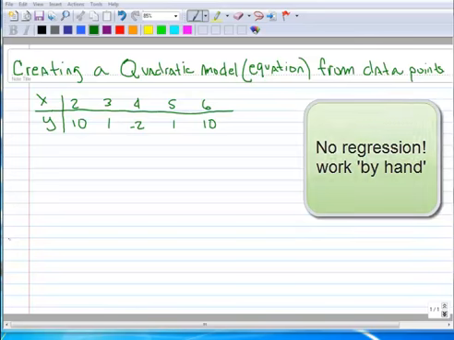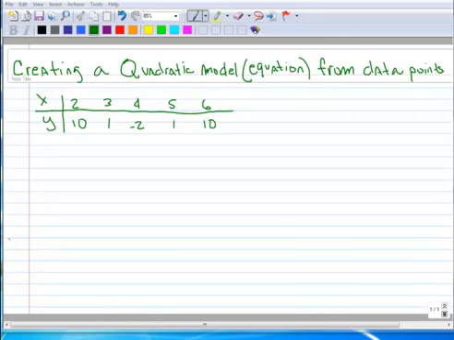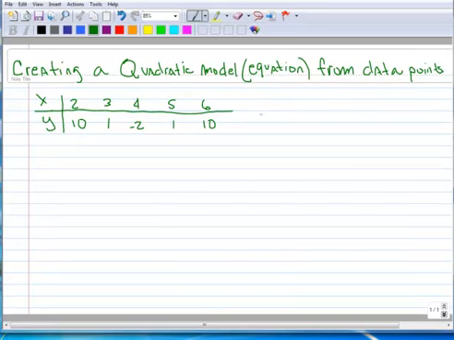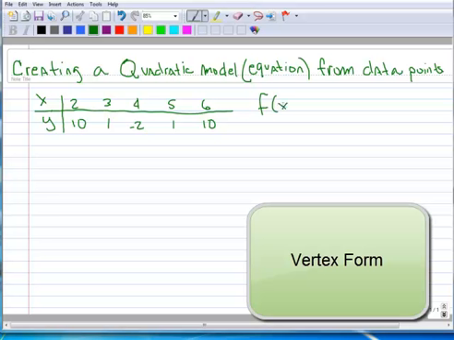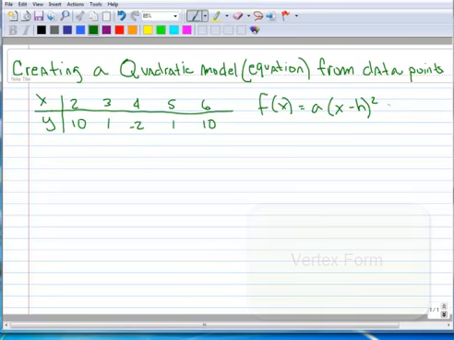So here's a data set we can work with. And this could be from an experiment or just a set of numbers. But here's an XY set in table form. We want to create our model using vertex form. So a times the quantity x minus h squared plus k. So we need to know a, the leading coefficient, we need to know h, and we need to know k. h and k are the vertex.